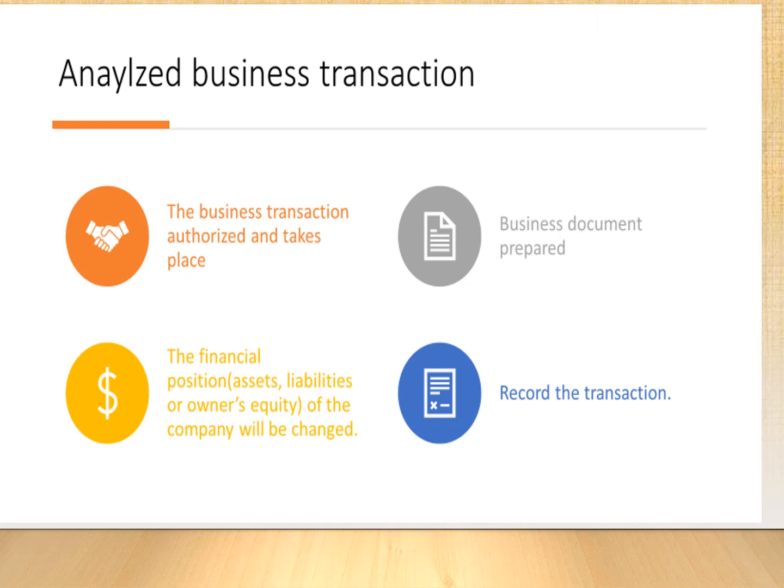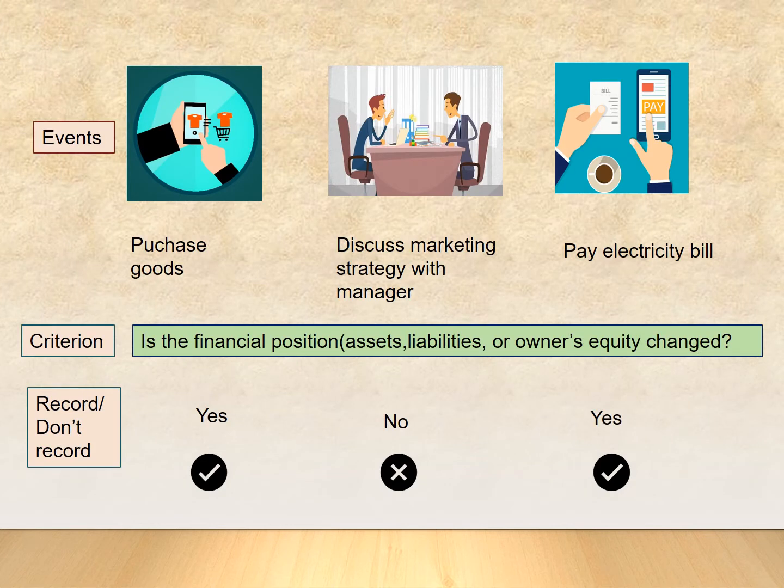Second, each transaction will change the company's financial position. Third, the businesses involved in the transaction will prepare documents that give details of the transaction. Lastly, these documents then become the basis for analyzing and recording the transaction. Transactions are a business's economic events recorded by the accountant. The company must analyze to find out if it affects financial position. If it does, the company will record the transaction.